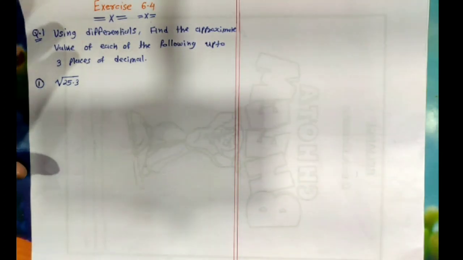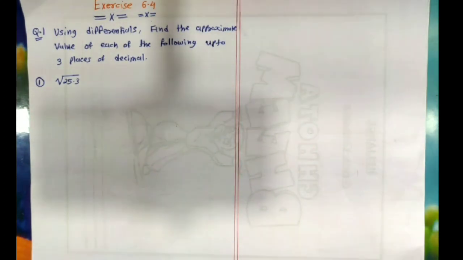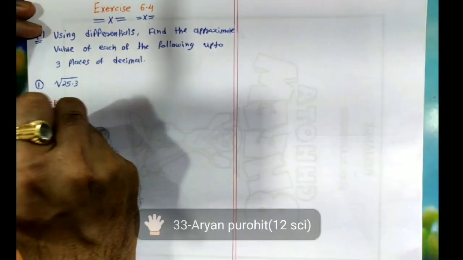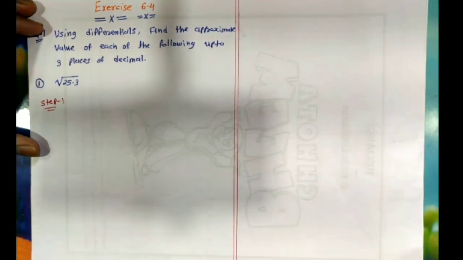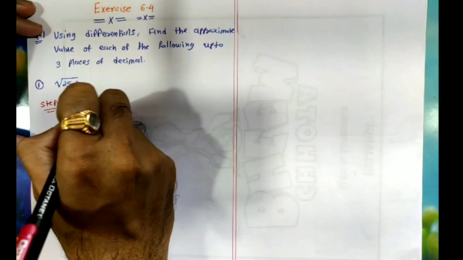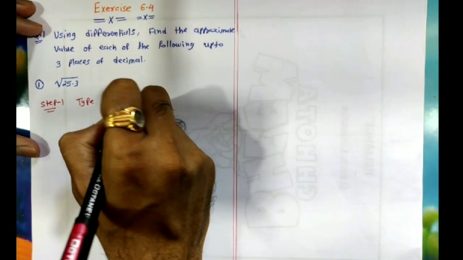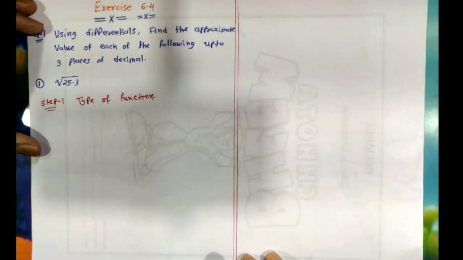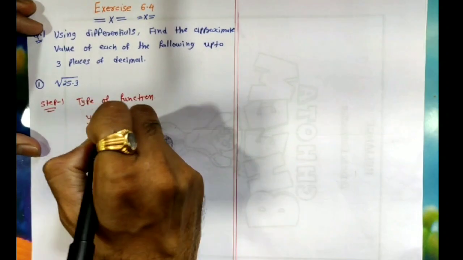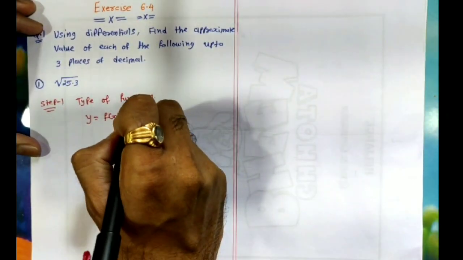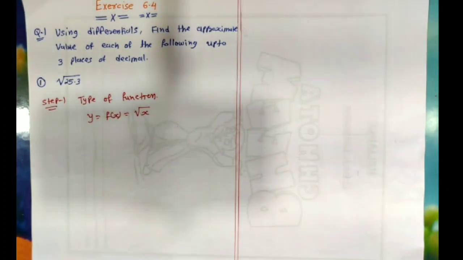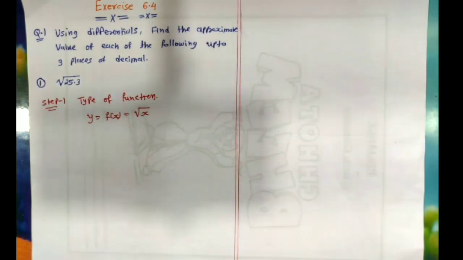We have discussed that we have to follow an algorithm. In that algorithm, step 1 is to identify the type of function. Here in our given question it's the square root of 25.3, so the type of function is square root. So our f of x is nothing but the square root of x. Clear? This is step number 1: identify the type of function.